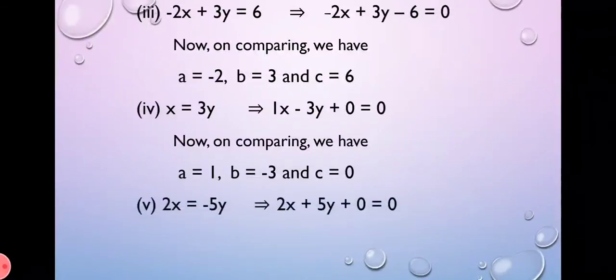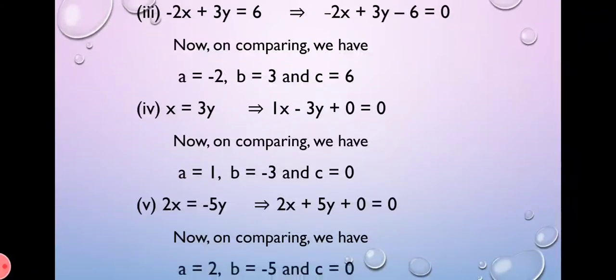Question number 5. 2x equal to minus 5y, we convert it into general form, that is it implies that 2x plus 5y plus 0 equal to 0. Now on comparing, we have the value of a, that is the coefficient of x, is 2, the value of b, which is the coefficient of y, is 5, and the value of c is equal to 0.